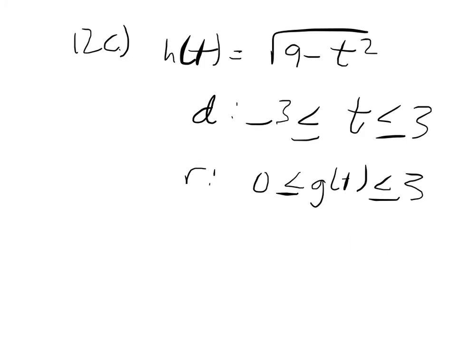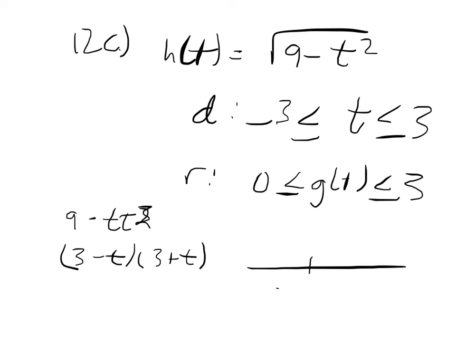12c was similar to what was on your last test. I have the square root of 9 minus t squared. What values can I put in for t so that 9 minus t squared is positive? And clearly those are going to be numbers in between negative 3 and 3. You can do a signpost analysis if you want with 9 minus t squared, because 9 minus t squared will factor into 3 minus t times 3 plus t. And you can then go ahead and set up your signposts at negative 3 and at positive 3.